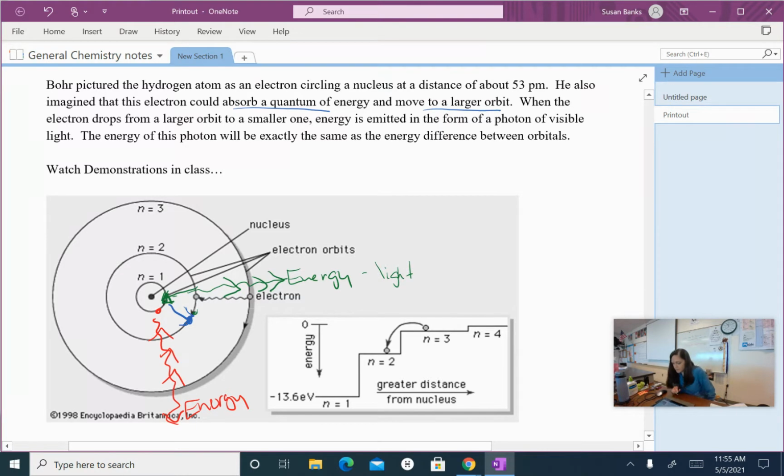Okay? When the electron drops from that larger orbit to the smaller one, energy is emitted in the form of a photon of visible light. Okay, the energy of this photon will be exactly the same amount of energy as we have between the orbitals. So electrons cannot be in between these energy levels. This can't happen. No electrons in between. They are either at an energy level or they're not.